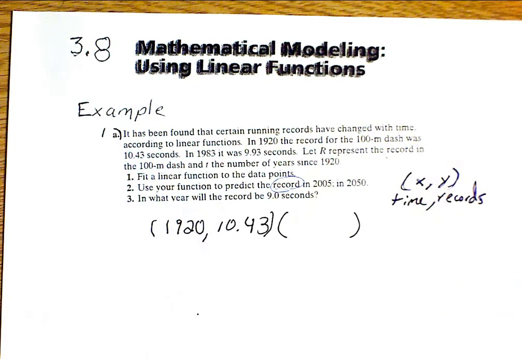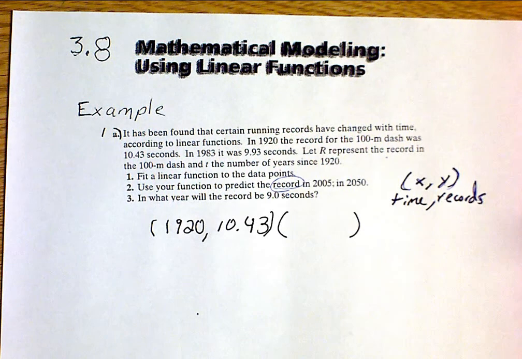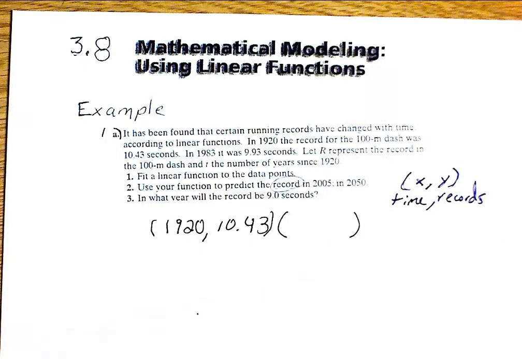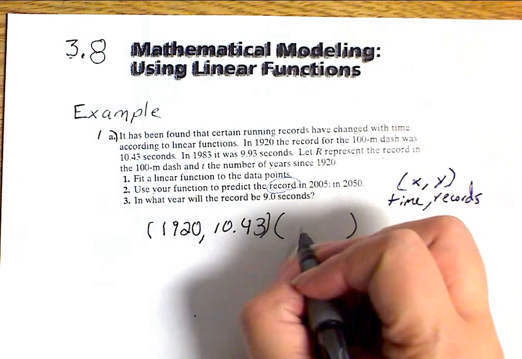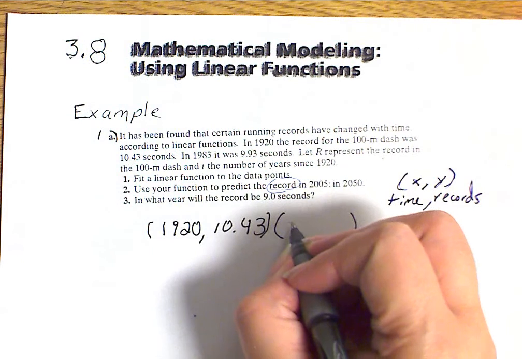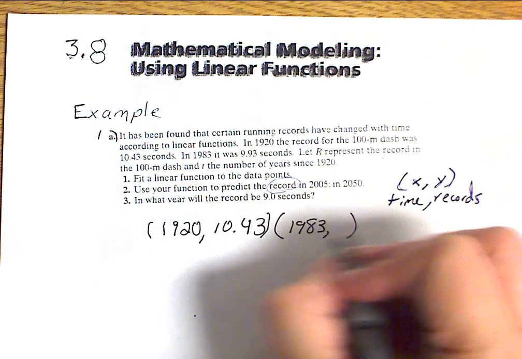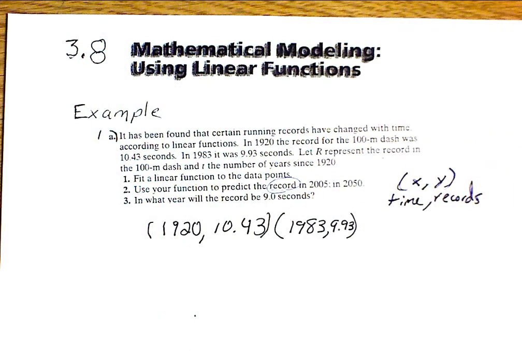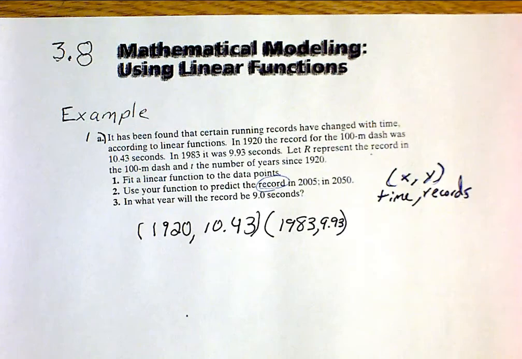So read on and see if you can create the next point. I'll just give everyone a second. Say it louder so that everyone can hear it. What is it? 1983 and 9.93. Alright, we have our points. To find our equation for our line, what's my next step?